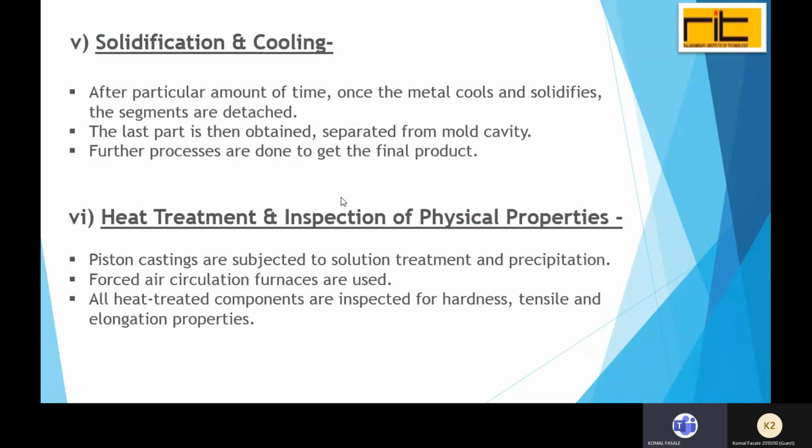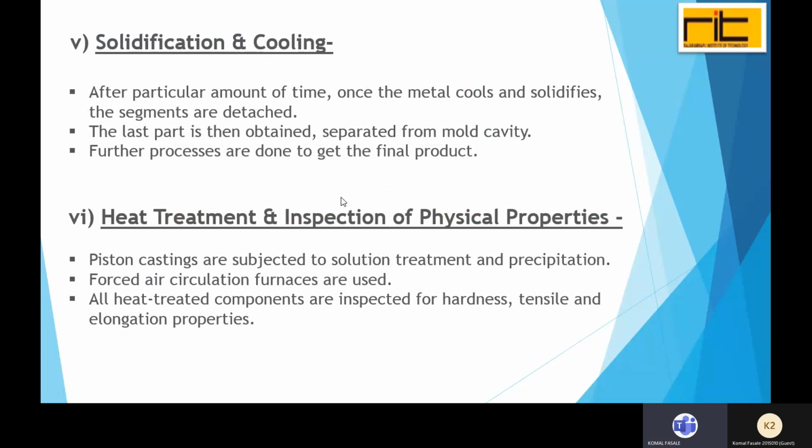So the next step is solidification and cooling. After a particular amount of time, once the metal cools and solidifies, the segments are detached. The cast part is obtained by separating it from the mold cavity. Further processes are done to get the final product.